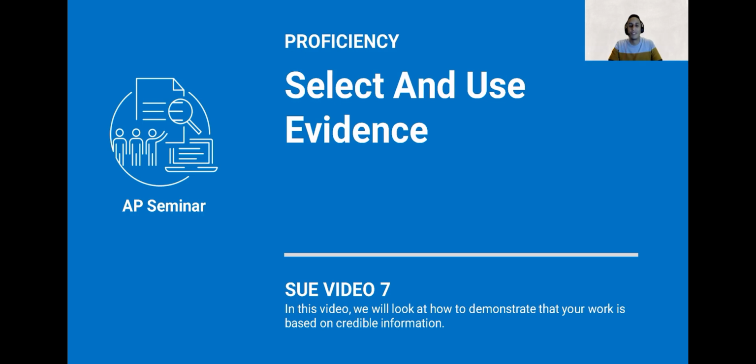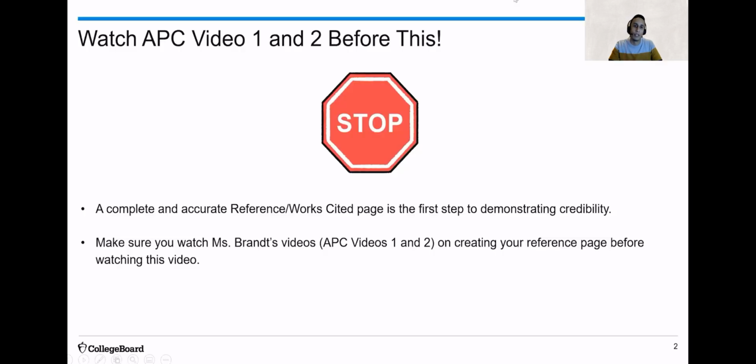This is SU Video 7, and this video will show you how to demonstrate that your work is based on credible information. Now, I want you to just stop, and before you continue watching this, make sure that you watch AP Video 1 and 2 before this one. AP Video 1 and 2 is on making a complete and accurate reference or works cited page. And it's really the first step towards demonstrating credibility. So make sure you watch Ms. Brandt's videos on creating your reference page before watching this video.